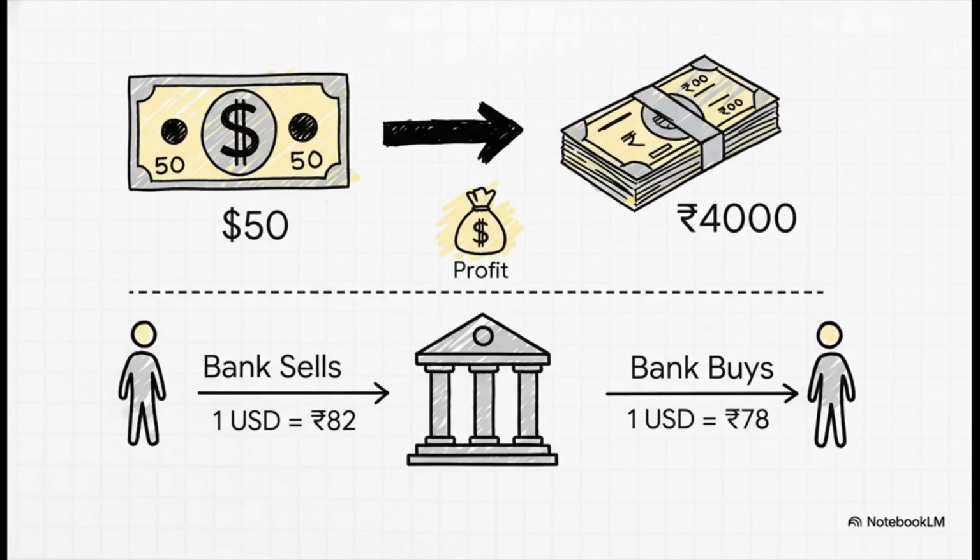So let's say the exchange rate is 80 rupees for $1 US. Well, your $50 becomes 4,000 rupees. Pretty simple. But here's a crucial pro tip to remember. The bank will always sell you foreign currency for a little more than they'll buy it back from you. That tiny gap, it's called the spread, and that's how they make their profit.